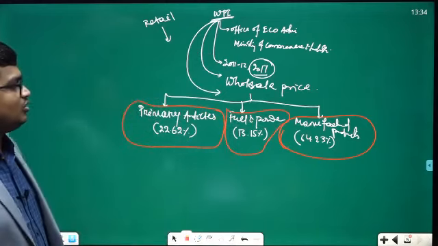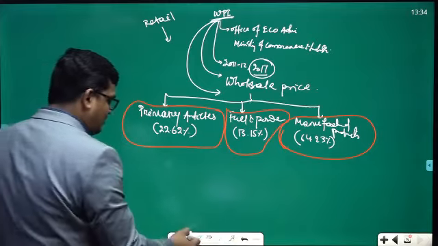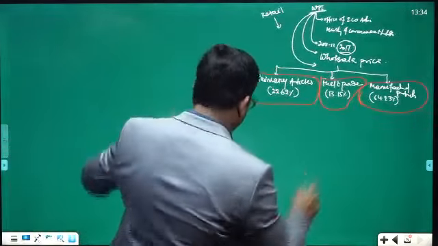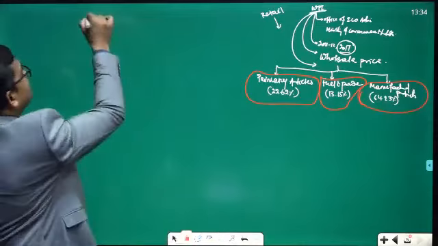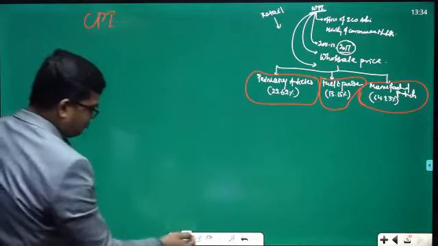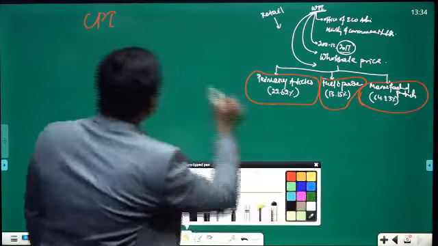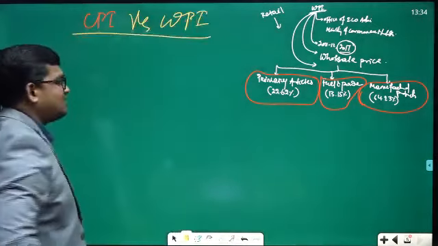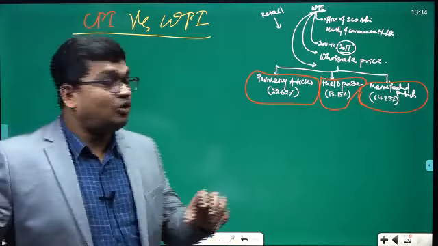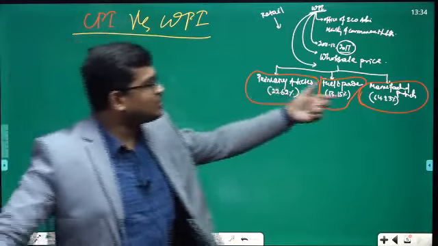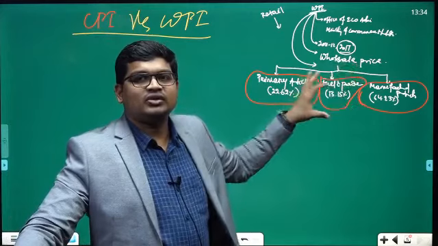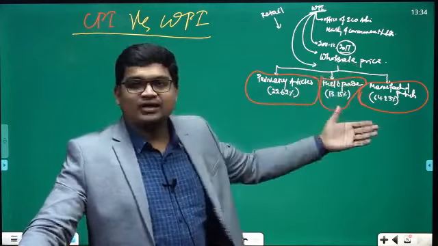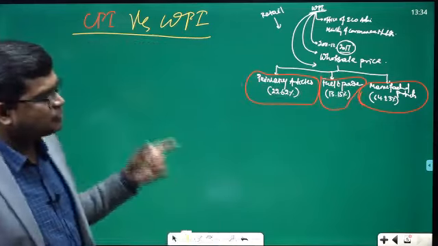So why am I giving emphasis to this particular topic? Because they have already asked CPI versus WPI. We are also going to discuss that. Since they have already asked this, you can expect a question on this: which of the following has more weightage in the wholesale price index? It is the manufactured products, right? So you have to remember that.